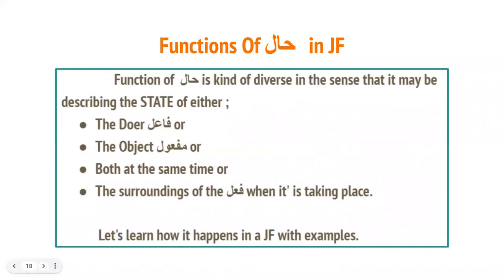So what about the function of Haal? From the definition, we knew that it describes different things in different ayat, in different Arabic sentences. Sometimes the Haal may be describing the state of the fa'il, the doer. Sometimes it is describing the state of the maf'ul, the direct object. And sometimes, in some conditions, it might be describing the state of both at the same time. And in another ayat, it might be describing the state of the surrounding of the fail when it's taking place. So these are different conditions. In the next few slides, we are going to learn how it happens in a jumla failia with examples.